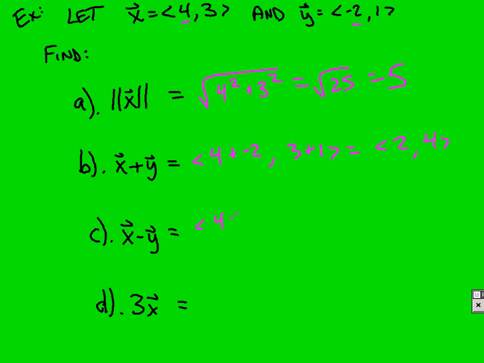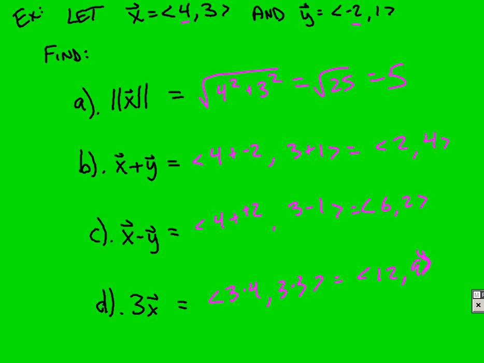Same with subtraction, except we're going to subtract this time. Over here we'll have 3 minus 1, so we should get, in this case, 6, 2. And then with this last one, all we'll do is multiply each component in x by 3. So 3 times 4, and then 3 times 3 means that I will get 12, 9. So that's just some basic ideas. We'll go more in detail with that as we go forward.